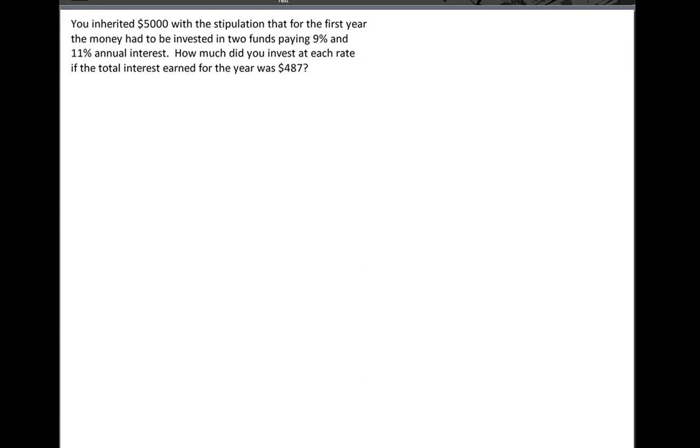Let's take a look at a question from section 1.3. And this is a rather intimidating looking problem, I think, because there's a lot going on, but if we break it down, it won't be too bad. You inherited $5,000, with the stipulation that for the first year, the money had to be invested in two funds paying 9% and 11% annual interest. Now, how much should you invest at each rate if the total interest earned for the year was $487?